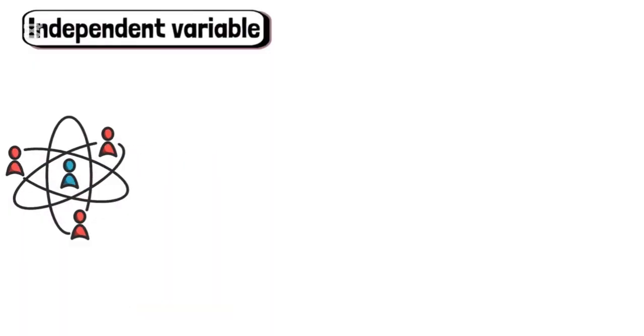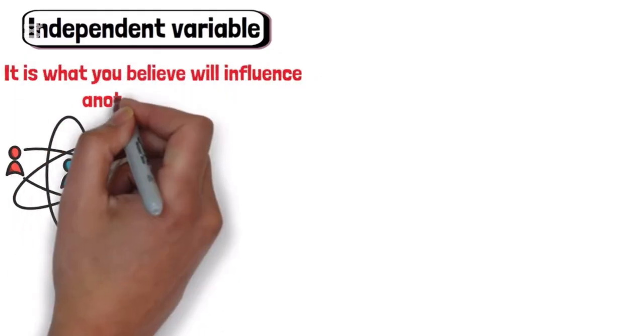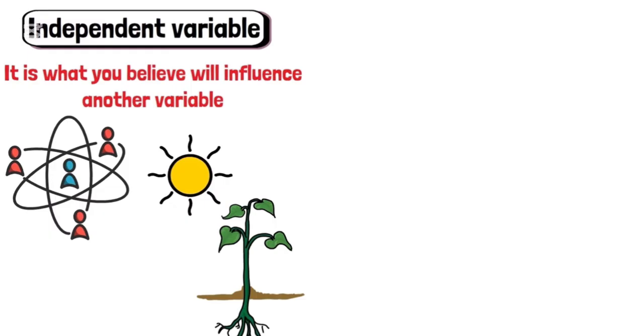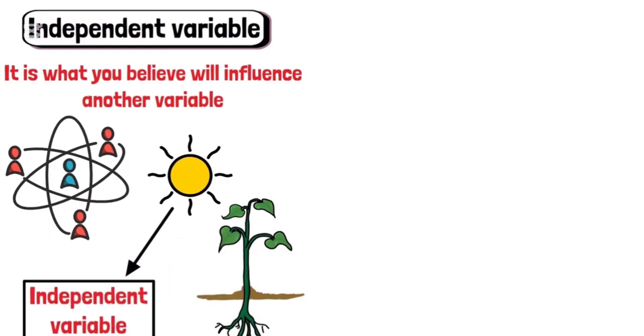Independent variable is the factor that you change or control in an experiment. It is what you believe will influence another variable. For example, if you test how sunlight affects plant growth, the amount of sunlight is the independent variable.